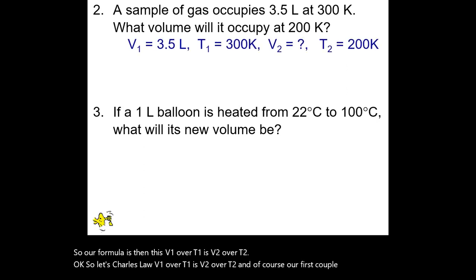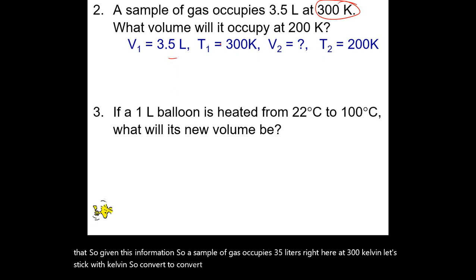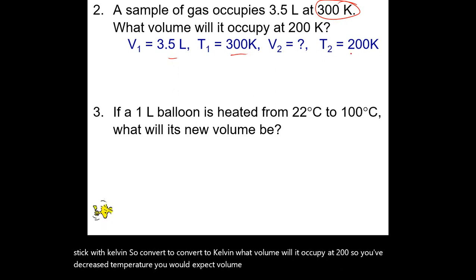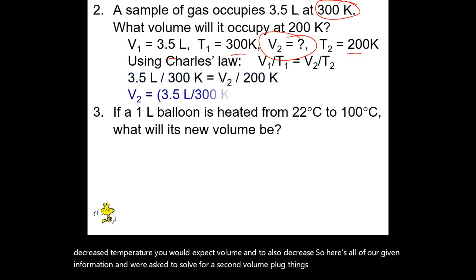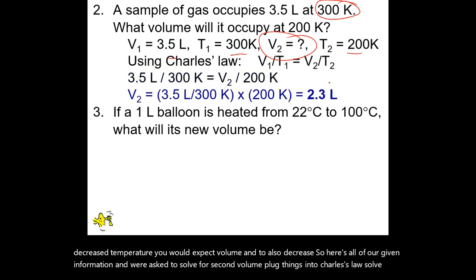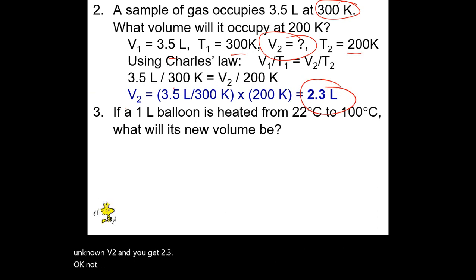So given this information, a sample of gas occupies 3.5 liters at 300 Kelvin. Let's stick with Kelvin, so convert to Kelvin. What volume will it occupy at 200? So you've decreased temperature, you would expect volume to also decrease. Here's all of our given information, and we're asked to solve for a second volume. Plug things into Charles's law, solve for your unknown V2, and you get 2.3. Okay, not too hard, a little bit of grade 9 math here. You're just substituting and rearranging.